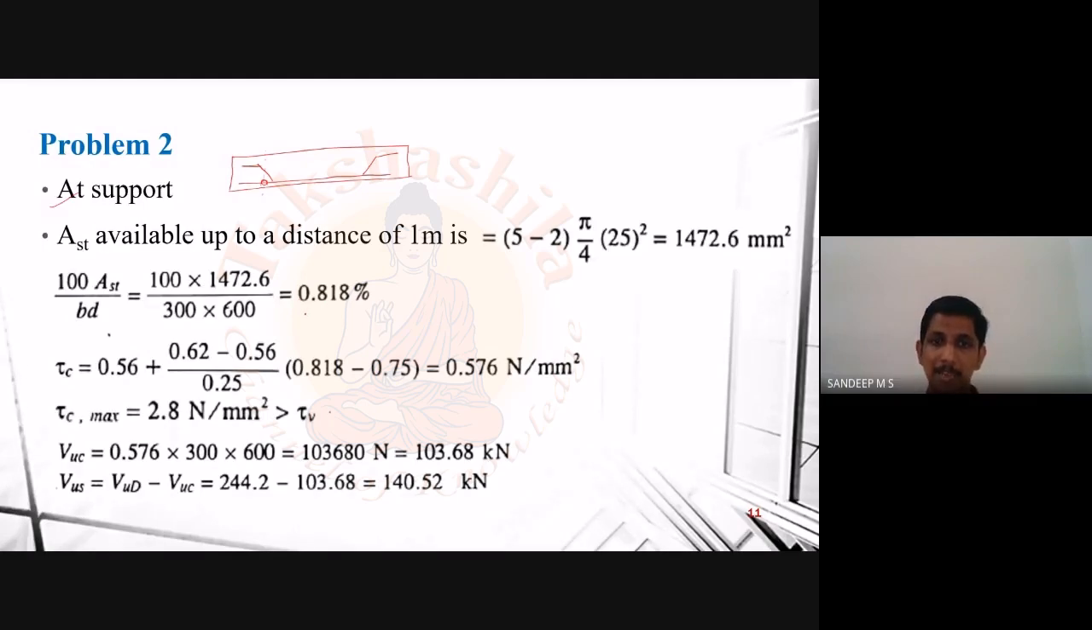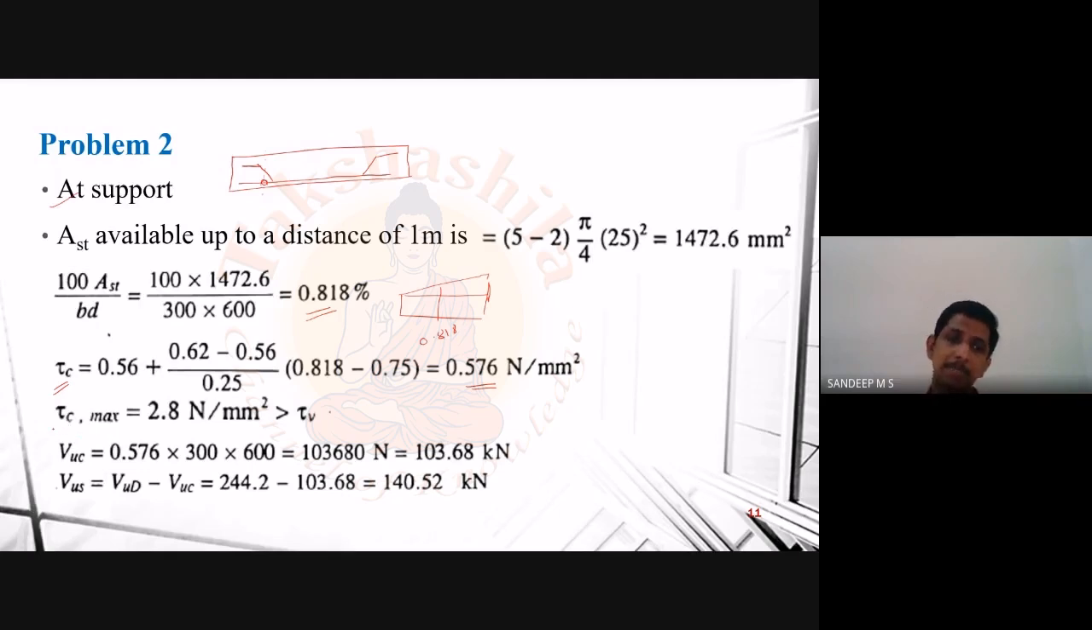So we don't have a direct value for 0.818, so we have to interpolate that. You find the previous value and the value next to that. Then you have to form a triangle like this. Then you have to find the value corresponding to 0.818. After doing that, for tau C in this particular problem, you will be getting it as 0.576 Newton per millimeter square.